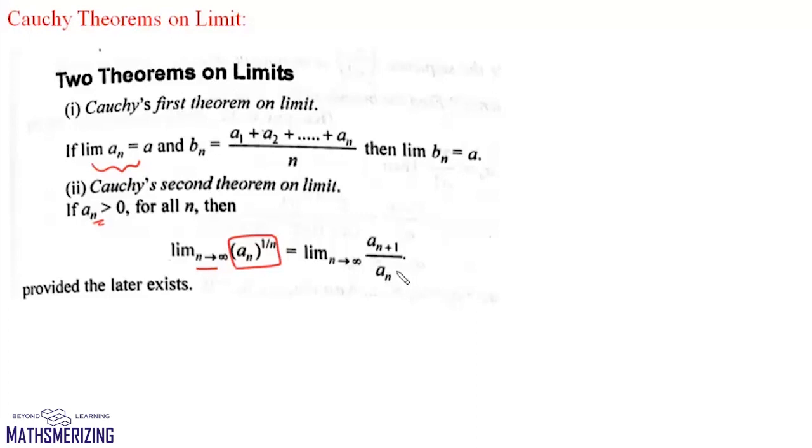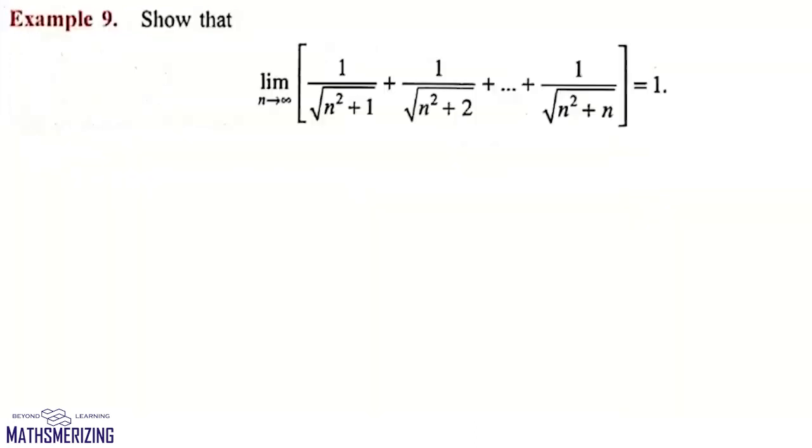Let us take up an example. Say for example, the question is, show that the limit as n tends to infinity of 1 upon under root n square plus 1, plus 1 upon under root n square plus 2, up to 1 upon under root n square plus n, is equal to 1. Now generally we solve this question using the sandwich theorem or squeeze play theorem. Here we are going to solve this question using Cauchy's theorem on limits.